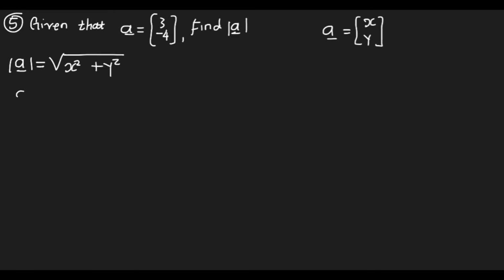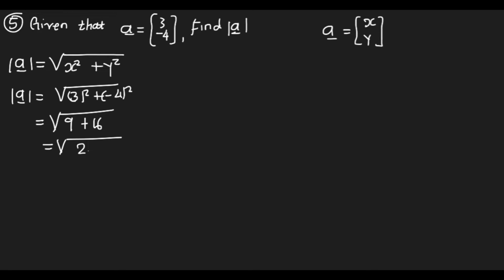So from there we can now see that the value of x is 3. So 3 squared plus the value of y is just negative 4. We square it also. So 3 squared is 9. Negative 4 squared is positive 16. Then if we add 9 plus 16 will give us 25. The square root of 25 is just 5 units. So after finding the final answer, you need to add the word units, since this is just like a distance.